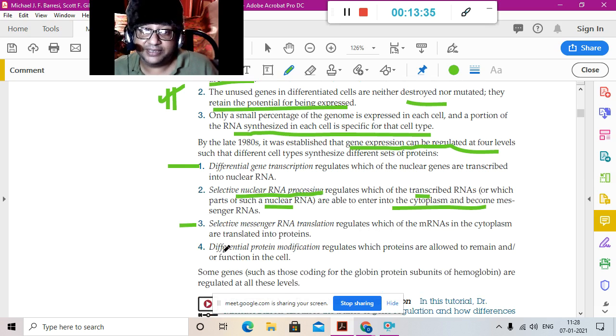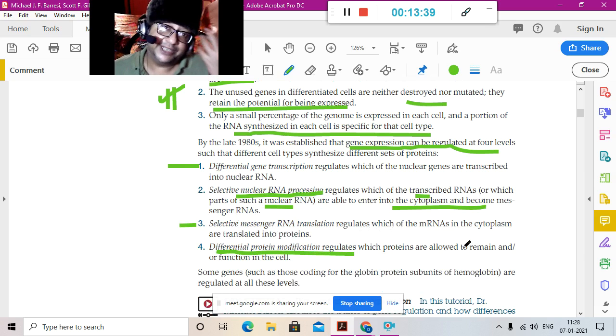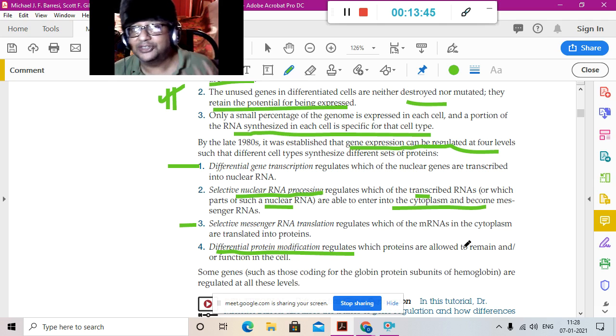Then the fourth part is differential protein modification. Some proteins are methylated, some proteins are ubiquitinated, some proteins go through other levels of modification, there are different types of modification. That also matters: a phosphorylated protein is active and a non-phosphorylated protein is not active. So there are 4 steps of regulation which take place.